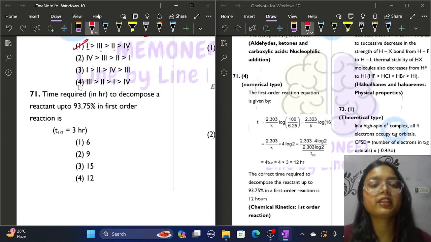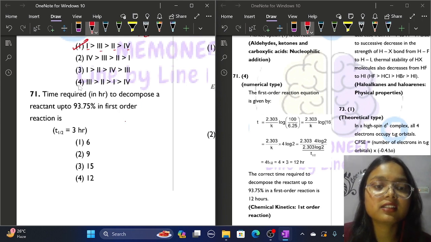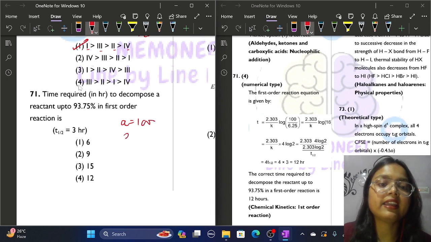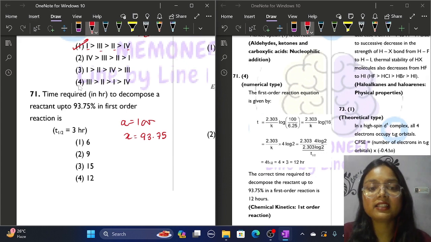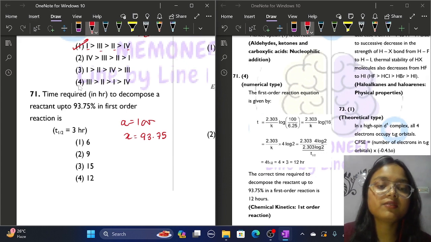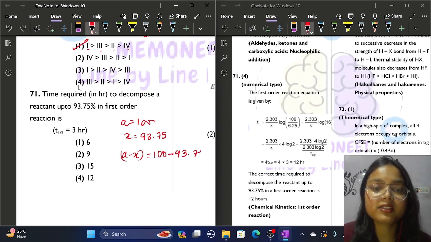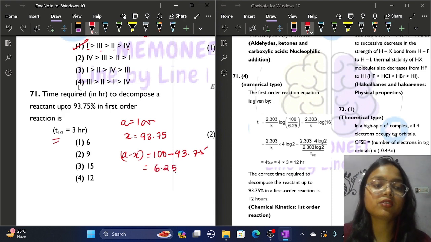Required to decompose. Okay, so let's first take the A. A is the initial concentration, which is 100, and X is the 93.75%, which means that it is the concentration which is used up. So what will be A minus X? It will be 100 minus 93.75, which means that 6.25 is there. Okay, so now T half is also given.